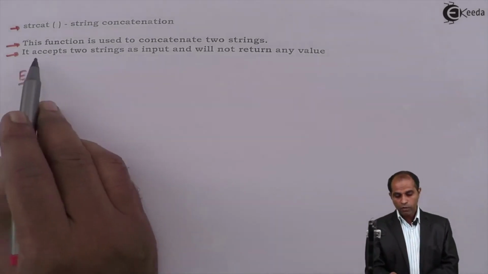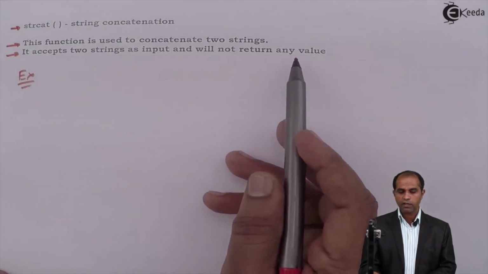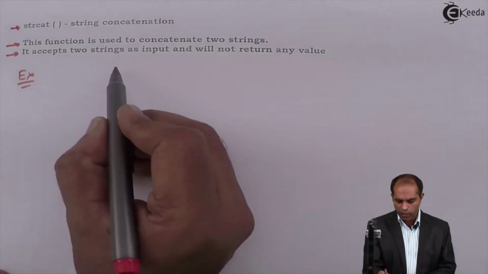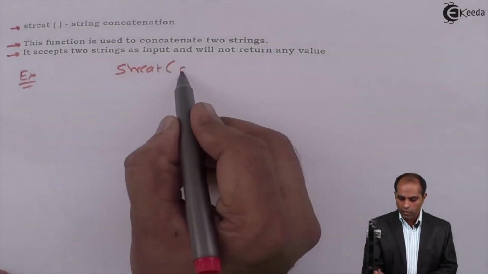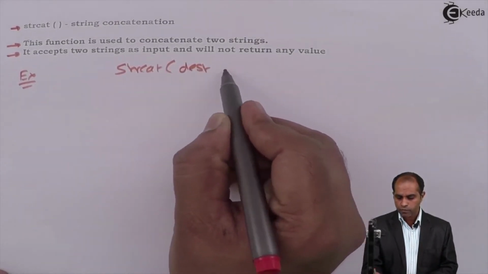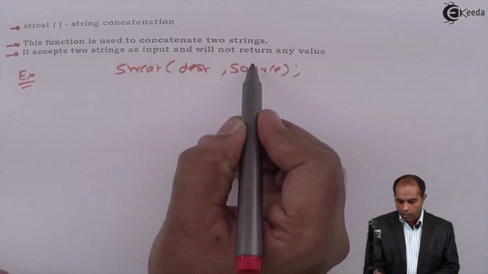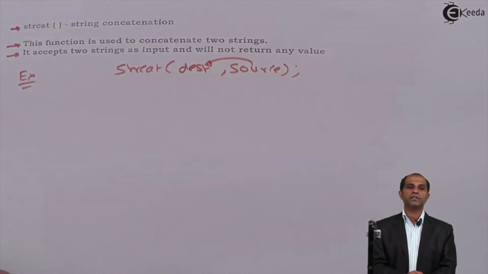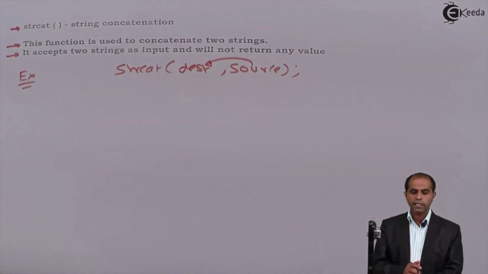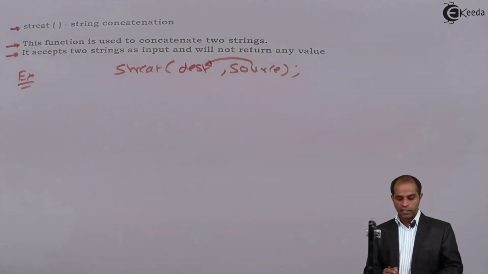Okay. What does it accept? It accepts two strings as input and will not return any value. As usual, strcat also works the same way. Here, you have the destination string and the source string. The contents of source are added at the end of the destination string. Let's take an example, and with the example we'll illustrate the syntax of this particular strcat.